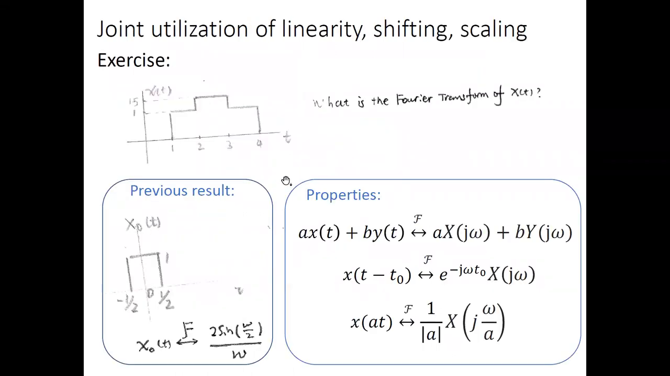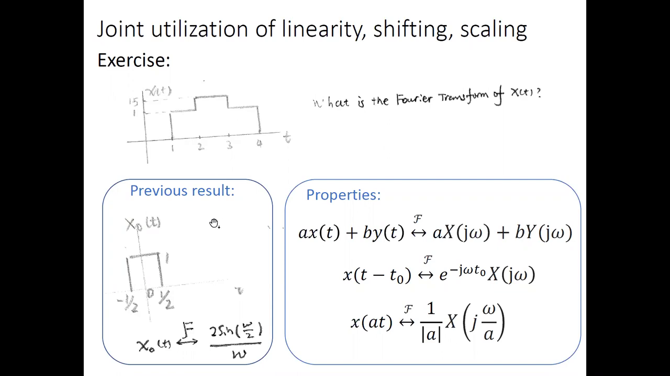Now let's look at a joint application of the three properties we learned so far: linearity, time shifting, and scaling. We have this x(t), which intuitively looks like a composition of several square waveforms. What is the Fourier transform of x(t)?